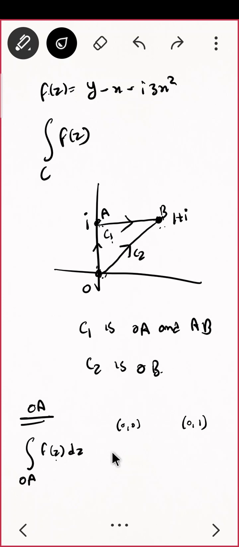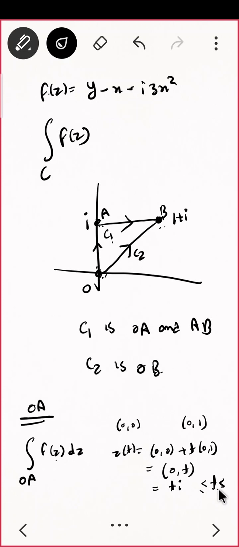Here I say z of t. What will be my parametrization? This is 0 0 plus t times 0 1, will it work? What is z of 0? Z of 0 will be my initial point and z of 1 will be my final point. So this will be a good parameterization for me. So that is 0 comma t, that means this is just ti. And t is between 0 to 1. Correct? I hope you agree. Z of t equal to just ti. Do you understand? How did I find the parametrization, how did I solve it?